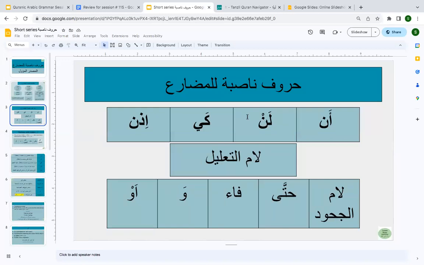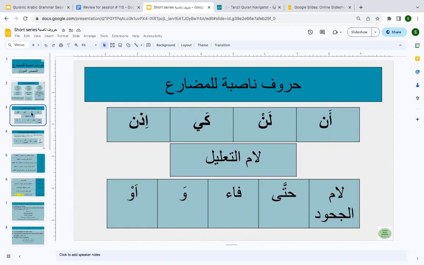And this was something that we covered in our term 2 as well. This was just a review of what we have done in the past. Okay, just to brush up on the previous memories, so that when we are doing advanced nahu, it is not too hard. Okay, so an, lan, kay, idhan are the ones that have the power of their own. They make mudare mansoob by themselves.